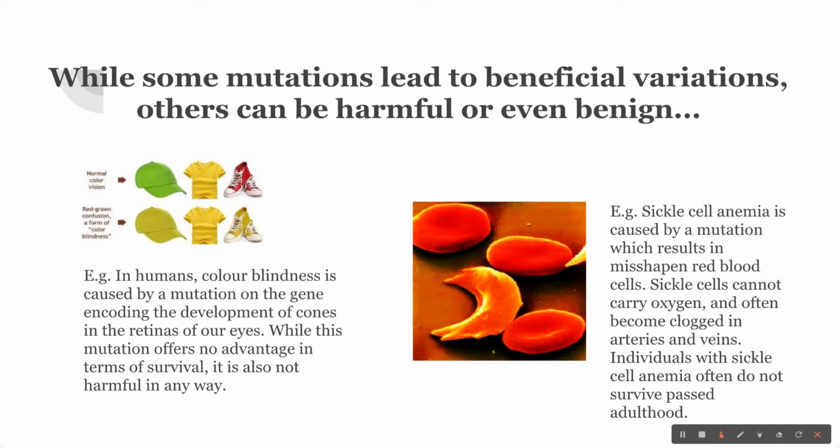Color blindness is caused by a mutation on the gene encoding on the retinas of our eyes. So while this offers no advantage in terms of survival, it's not harmful in any way. It's not going to hurt us. It's just you can't see colors. There's different forms. There's red-green. I know someone who sees in black and white. Most of it's red-green, which is unfortunate with your driving. But that's okay. You ever tried to match clothes when you're colorblind and you can't see the colors? It's very difficult.